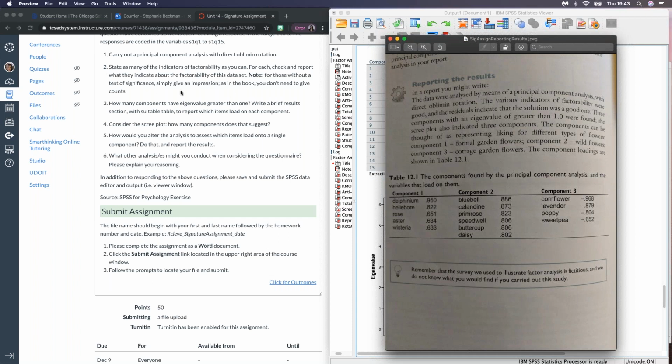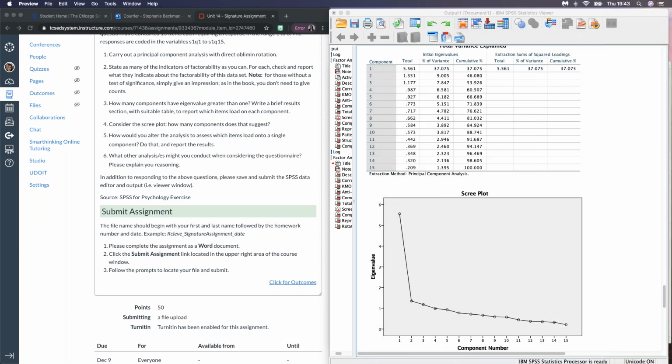And the residuals indicate that the solution was a good one. One component was forced, which had an eigenvalue of 5.561. The scree plot also could be interpreted to see one single dominant component. The single component can be thought of as representing 14 constructs of mindfulness. Combined, the component explained 37.075% of variance. The component loadings are shown in table 16, which for you, your table number might be different.